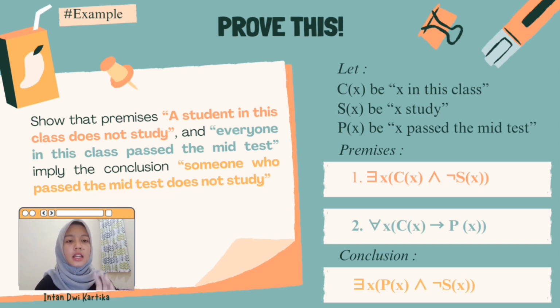Okay, the first step is let Cx be x in this class. Let Sx be x study and let Px be x passed the mid-test. Okay, from this we have the premise. The premises are there exists x, Cx and negation Sx, and for all x, Cx then Px. And the conclusion is there exists x, Px and negation Sx.